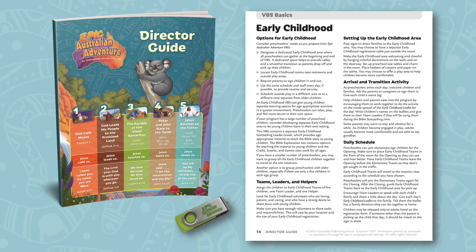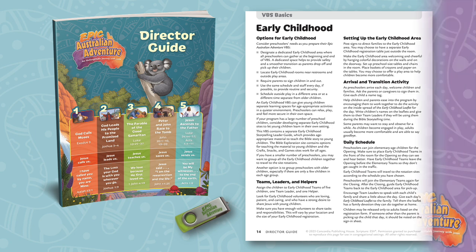If you are looking for basic information to get started for early childhood, start with your Director Guide. Inside, you will find a section that includes suggestions for different ways to incorporate activities for this age group in your VBS. You can also find suggestions for teams, leaders, and helpers, setting up your early childhood area, then arrival, transition activities, and a daily schedule. Remember, a digital download of the Director Guide can also be found in your Digital Content Center and on the Director USB.